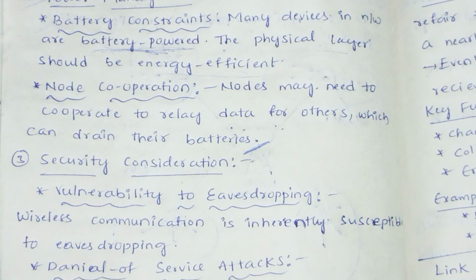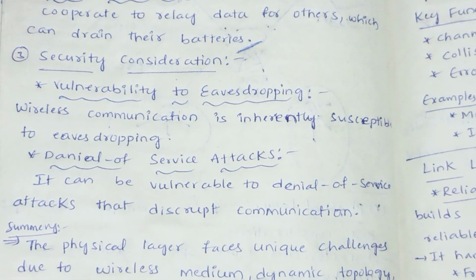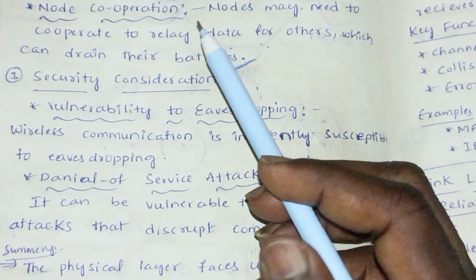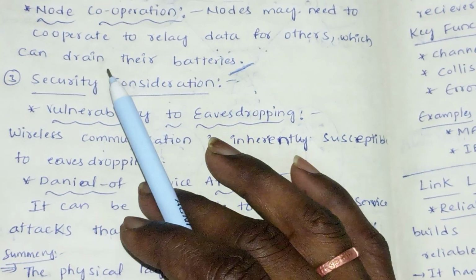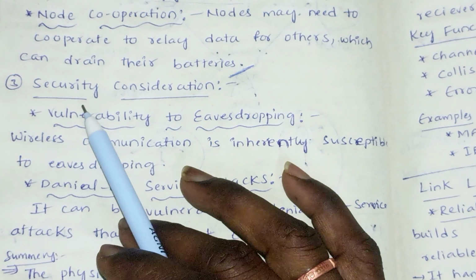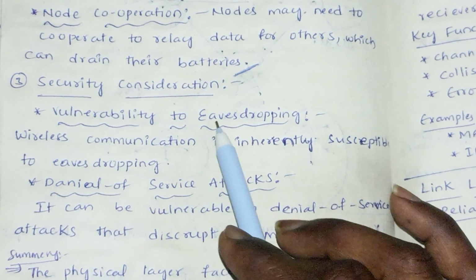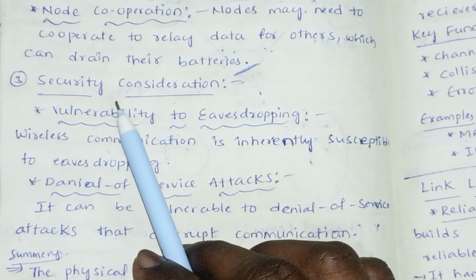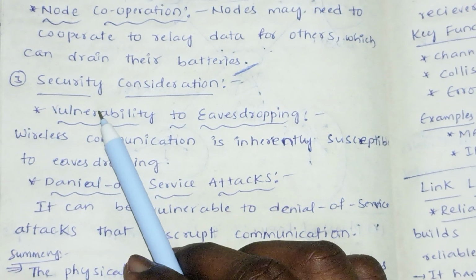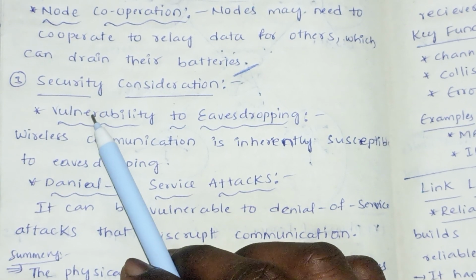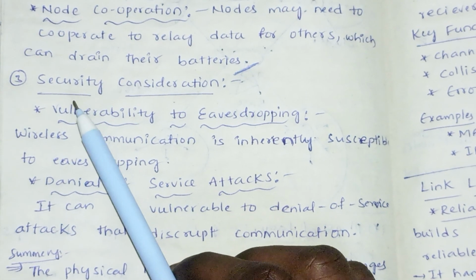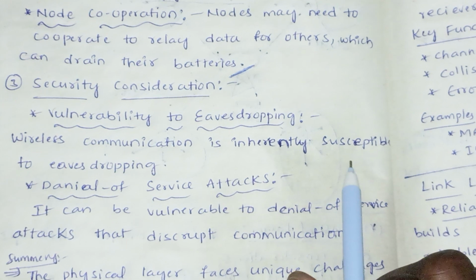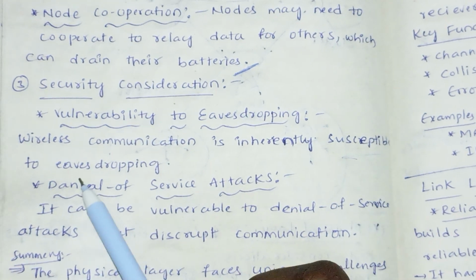Next, security considerations. In security considerations we again have two types. There are limited security measures in an ad-hoc network, and the same is true here. First, vulnerability to eavesdropping. Vulnerability is definitely present in an ad-hoc network because there is no pre-existing infrastructure, right? Wireless communication is inherently susceptible to eavesdropping.